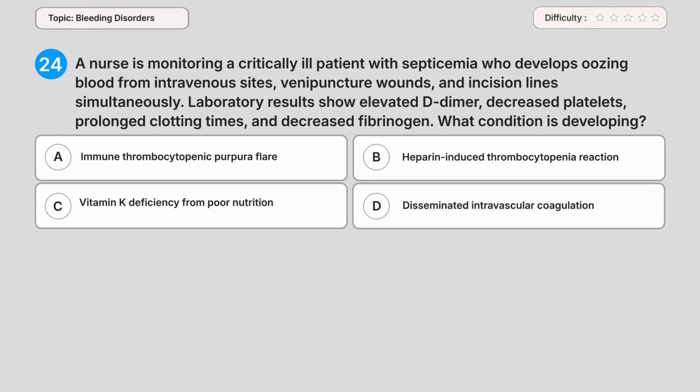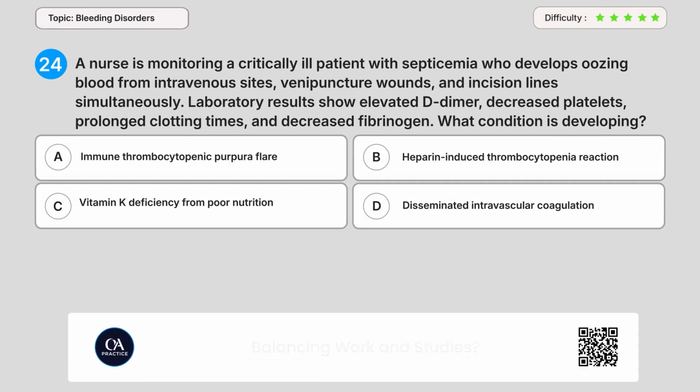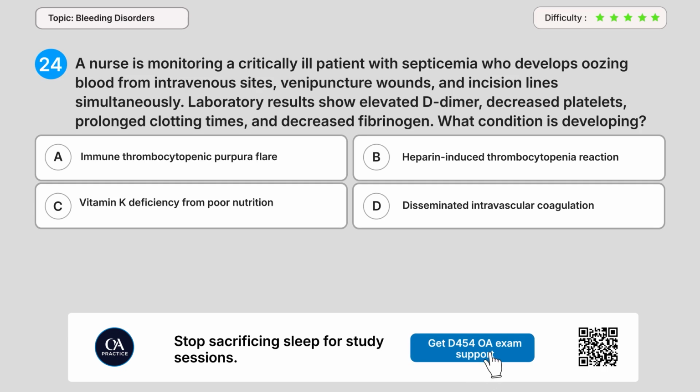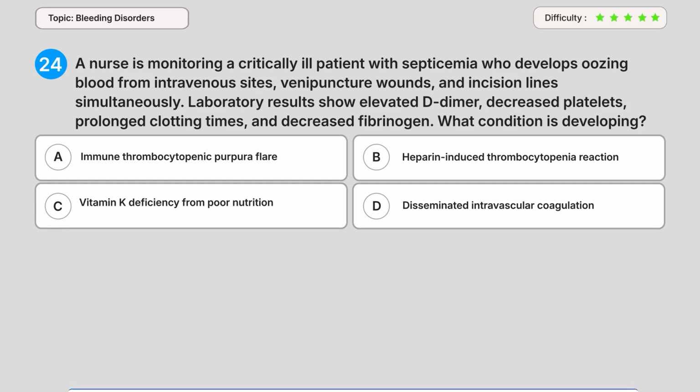24. A nurse is monitoring a critically ill patient with septicemia who develops oozing blood from intravenous sites, venipuncture wounds, and incision lines simultaneously. Laboratory results show elevated D-dimer, decreased platelets, prolonged clotting times, and decreased fibrinogen. What condition is developing? A. Immune thrombocytopenic purpura flare. B. Heparin-induced thrombocytopenia reaction. C. Vitamin K deficiency from poor nutrition. D. Disseminated intravascular coagulation. Can you guess the answer?